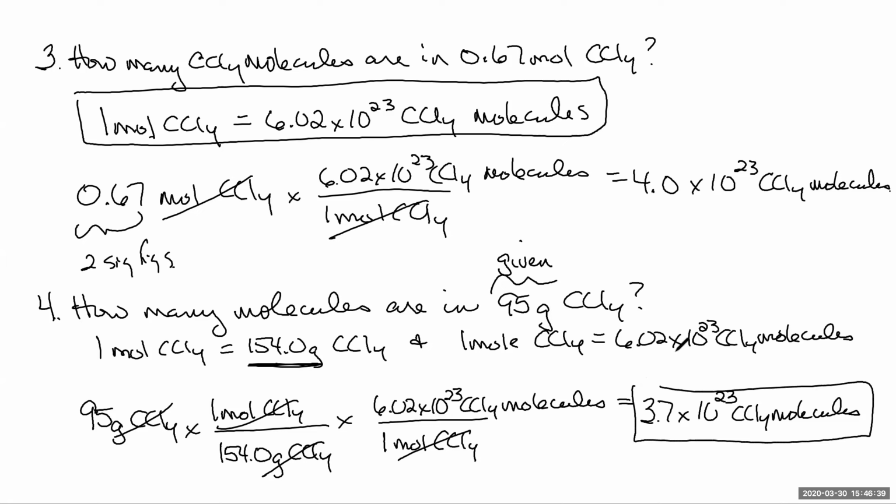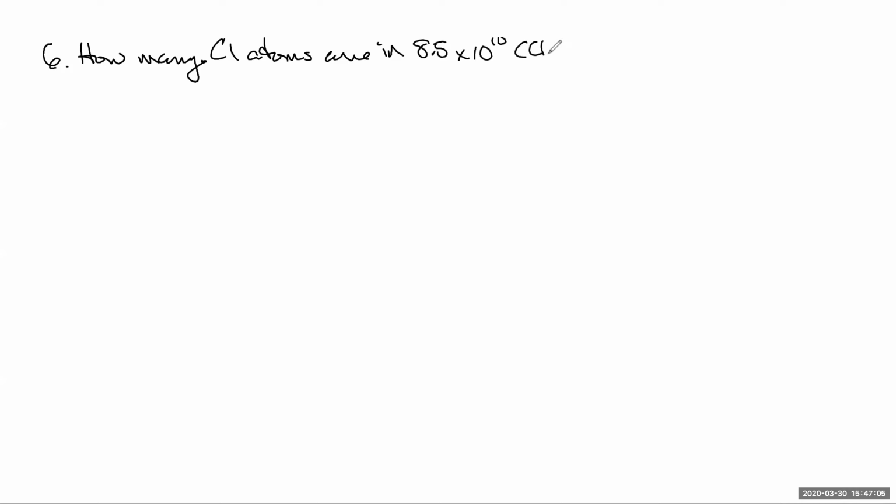We can go a little bit further, and if we go one more step, we have to add in another relationship that we haven't talked about yet. So what if I asked you this question? 6. How many chlorine atoms are in 8.5 times 10 to the 10th carbon tetrachloride molecules?